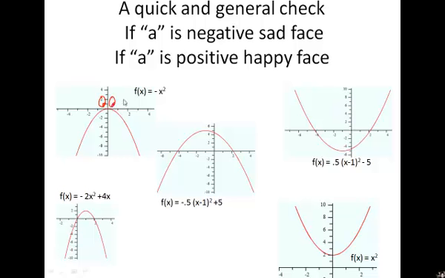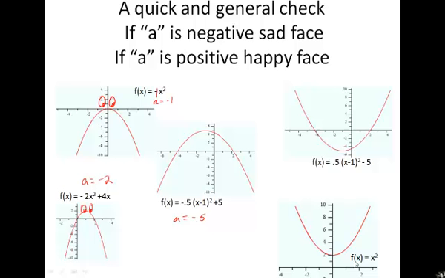Okay, sad face. Right, so you can notice here that a is equal to -1. That would be the coefficient attached to the x squared. Note here that a is equal to -2. Alright, sad face again. And then here we have a equals -0.5, and again we have a sad face.